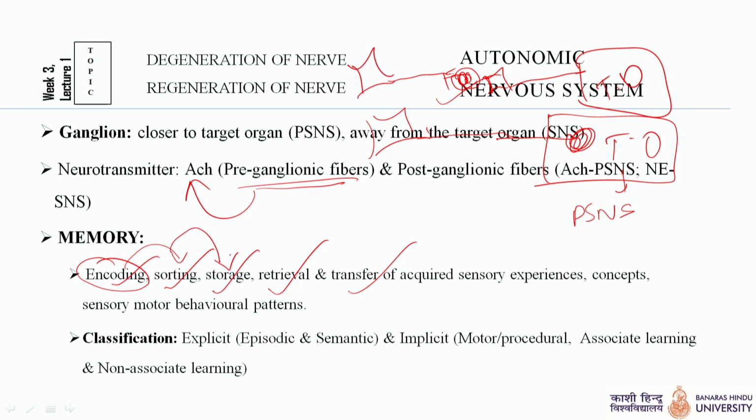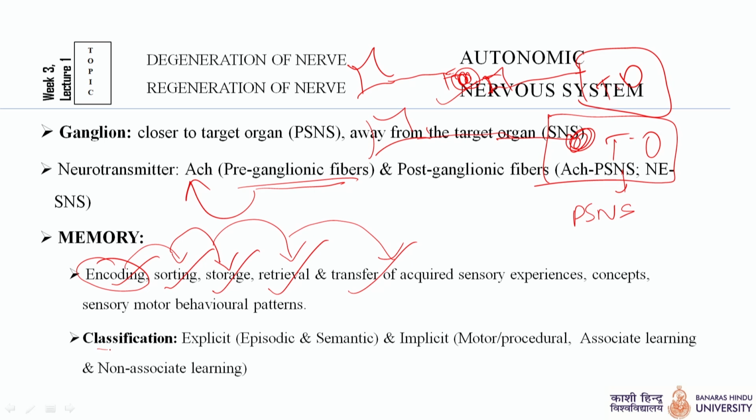The storage is of three types: ultra short-term memory, short-term memory and long-term memory. Apart from that, working memory and many other classifications are there, but you still need to remember at least these three: ultra short-term, short-term and long-term memory. Then once it is stored, the information must be retrieved and transferred. Formation of new synapses, or the consolidation of the memory process, will take place.